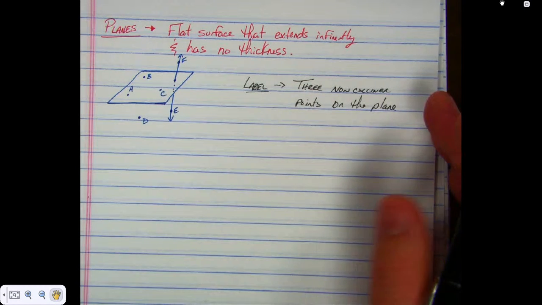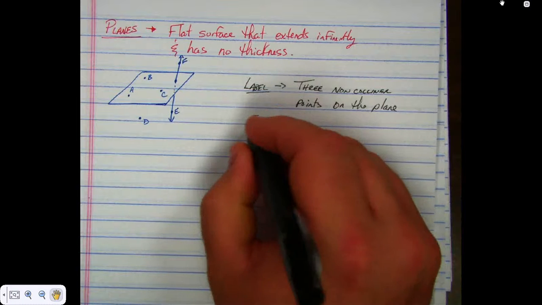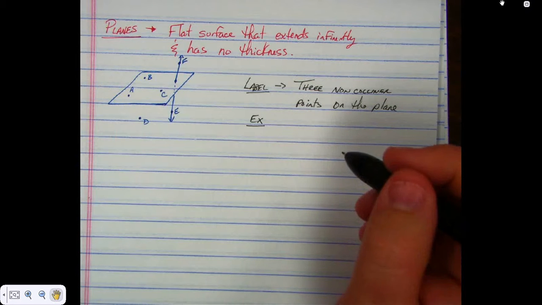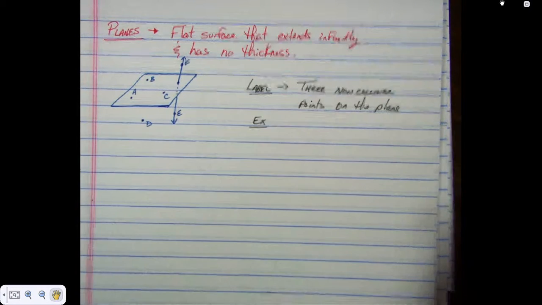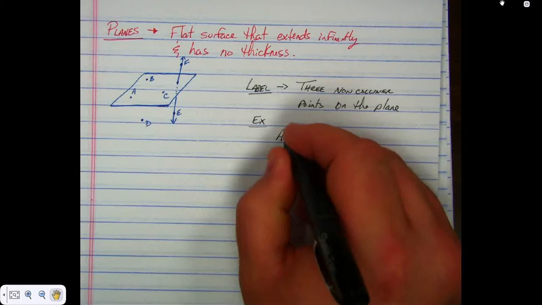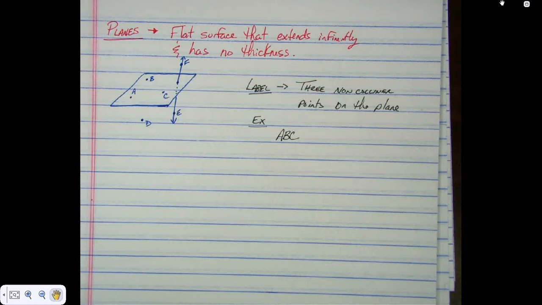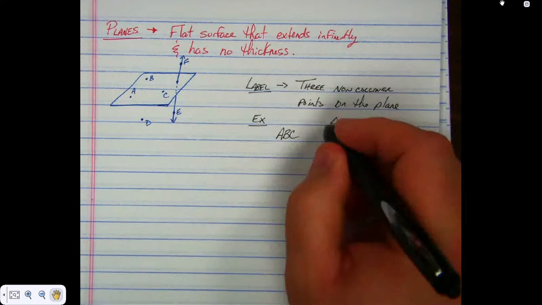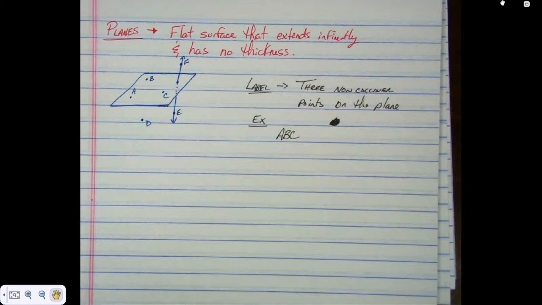So that's all we do. For example, how could I name this plane? Anybody? I could name it ABC, couldn't I? And you don't have to write the word plane. Believe it or not, that's kind of how we'll label triangles, you know how we put a little triangle in front of it to say triangle ABC. So when I say ABC, I'm talking about a plane. Okay?